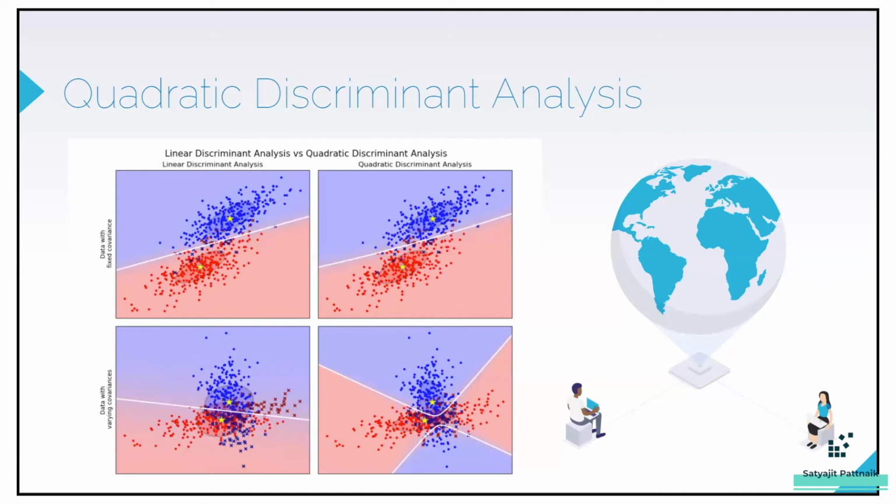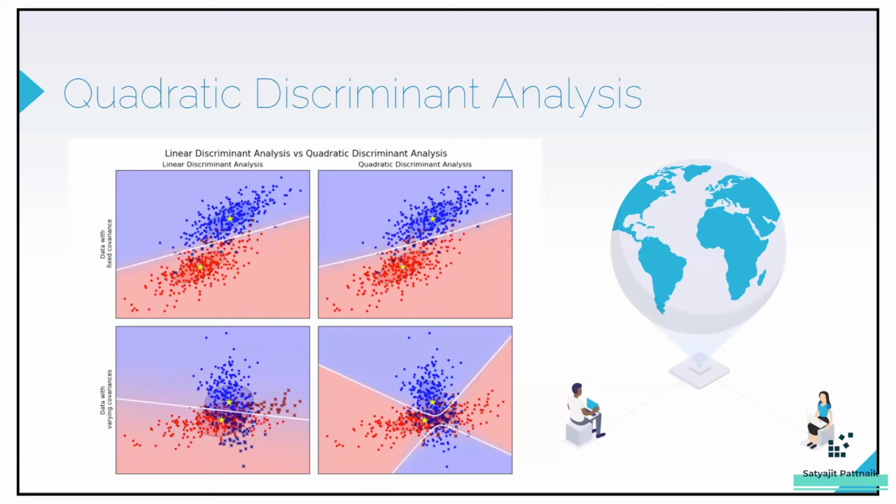Now, the data with fixed covariances, you can see that LDA and QDA do a good amount of work. I would say you can go with either LDA or QDA, it doesn't really matter, because they are able to distinguish between the various classes.